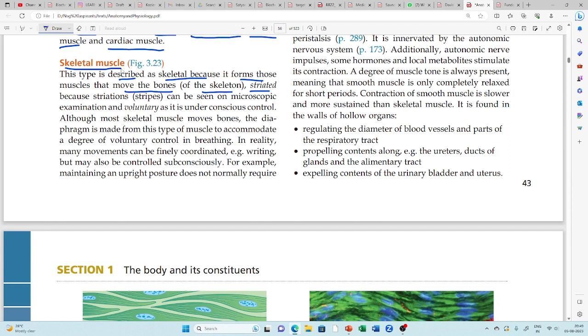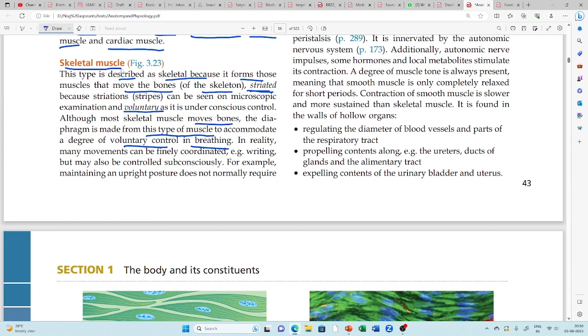Note these two points: skeletal muscle is striated and voluntary. It is under our control. Although most skeletal muscles move bones, the diaphragm is made from this type of muscle to accommodate a degree of voluntary control in breathing. In our body, hand, leg, everywhere, we can see skeletal muscle. But other than that, we can tell the diaphragm.